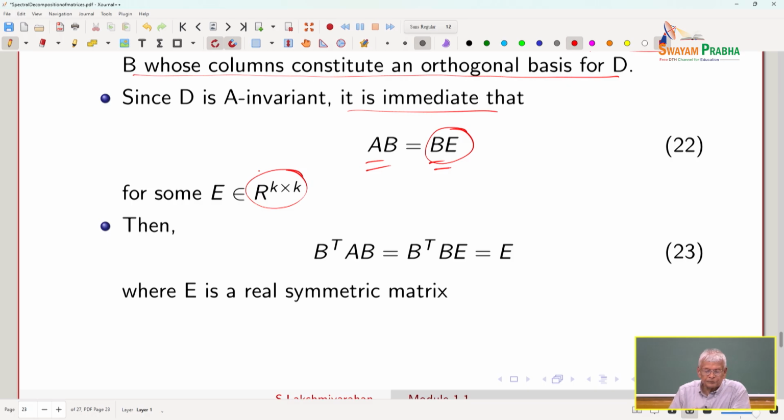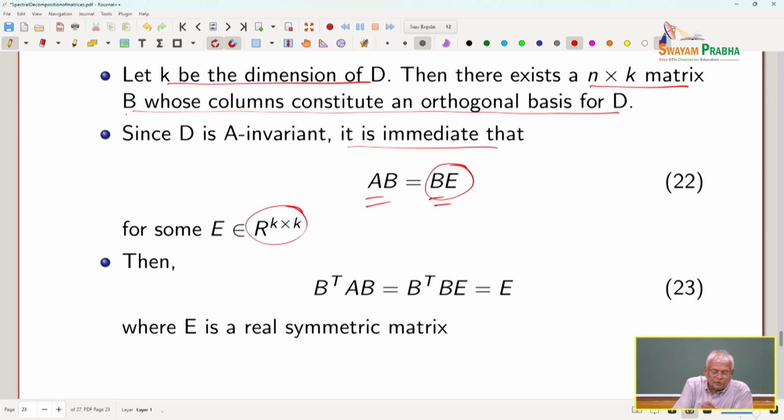Please understand, the span of B is D, or D is an invariant subspace. Every invariant subspace must have a basis. So the columns of B constitute the basis for the subspace D, and D is A invariant. So if D is A invariant, it is immediate that AB as a matrix can be obtained by BE, where E is essentially a K by K matrix of real coefficients.